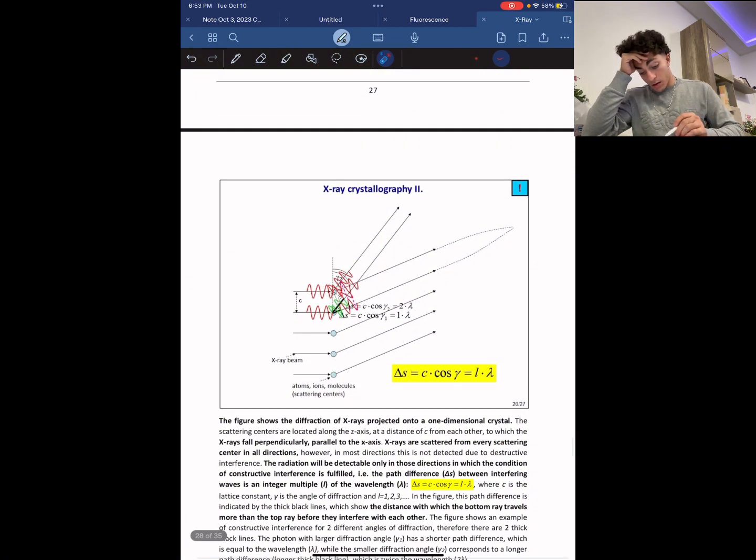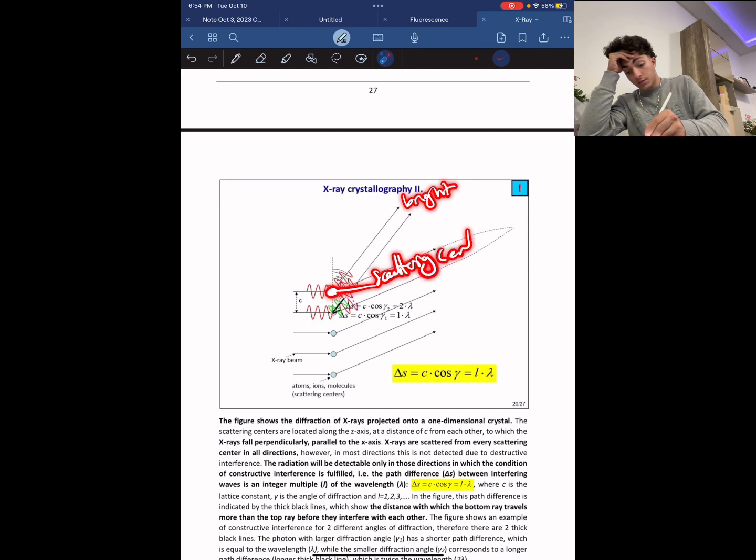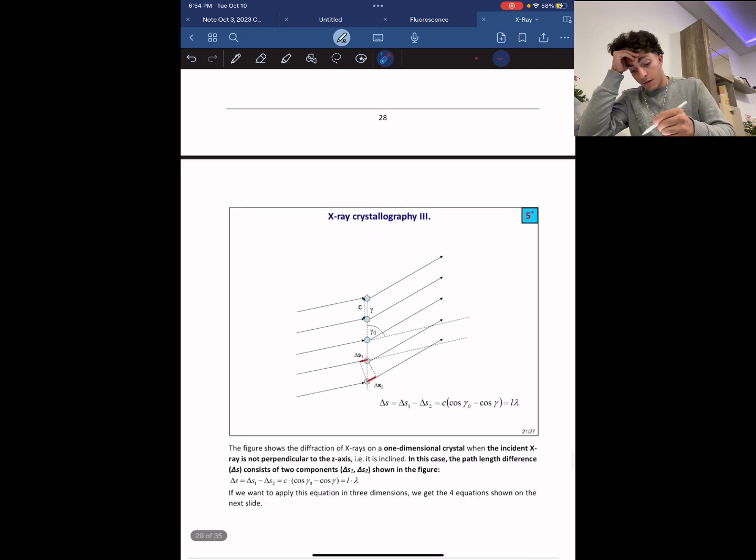Okay? So that's called the path difference. And it has to be multiples of their wavelength. So it could be 2 or 3 or whatever. But it has to be the same. Because if these are not the same, then you're not going to get a bright spot of the scattering center. This is called the scattering center. And you won't know the structure. So that's how that works. This is for a 5.